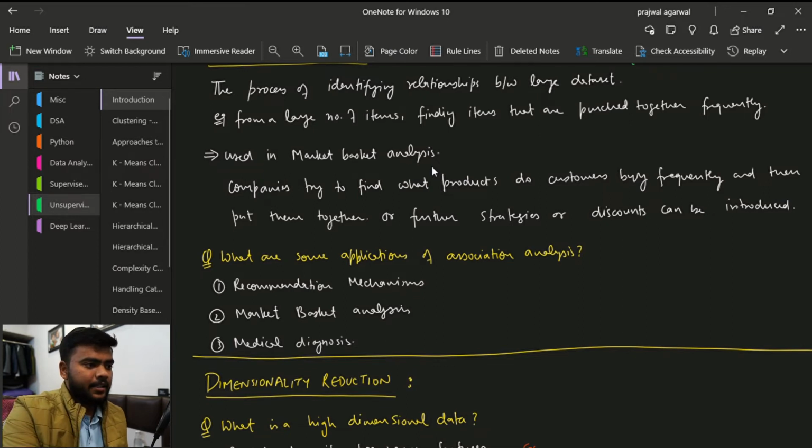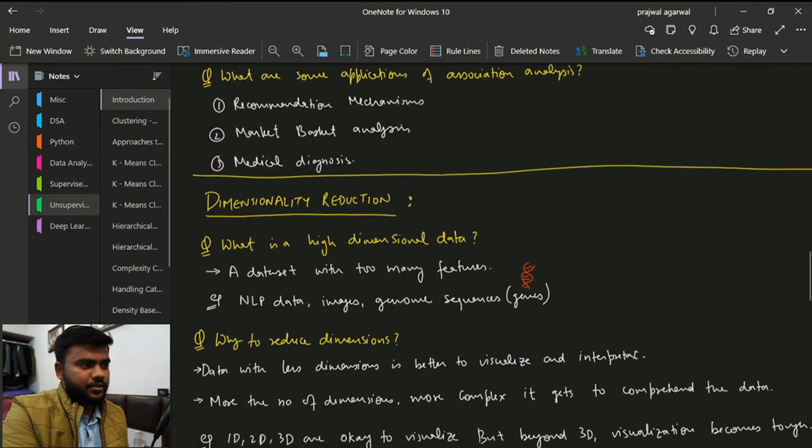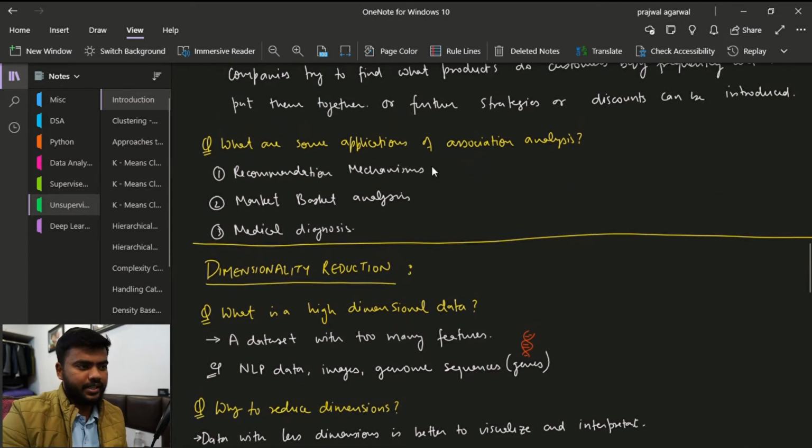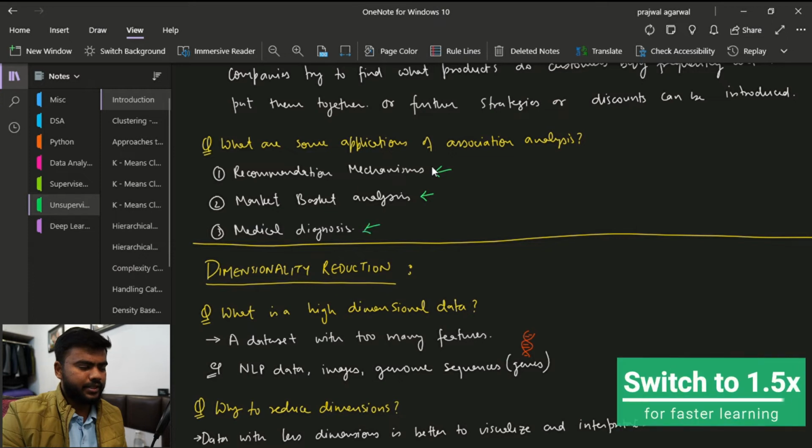What are some of the applications for association analysis? We have recommendation mechanisms, as we have just seen. Even the recommendation mechanisms of Netflix and Amazon Prime, all the streaming platforms, are also built on this. Then we have market basket analysis, the idea of putting similar products together. And then they are also used in medical diagnostics.